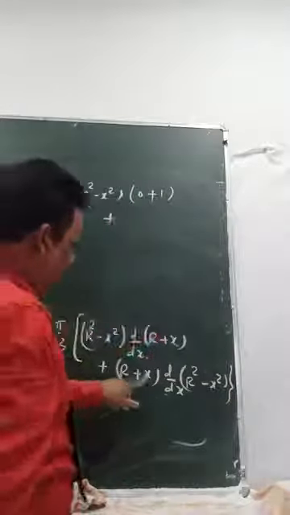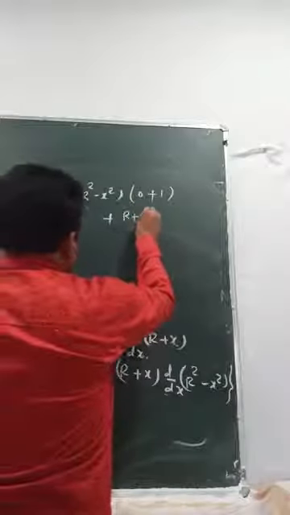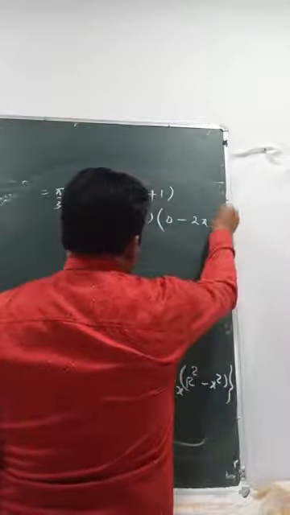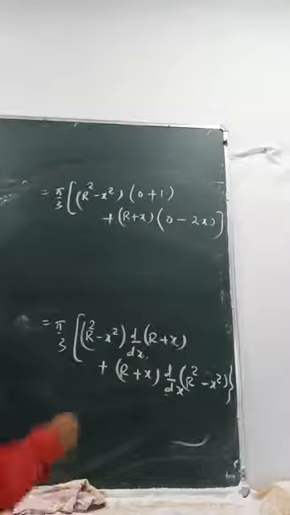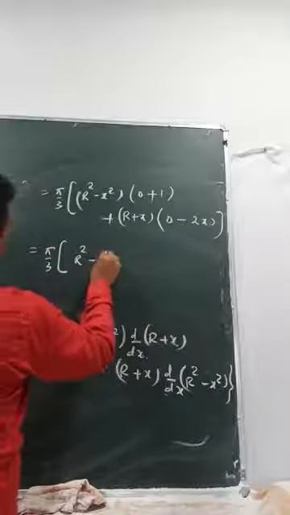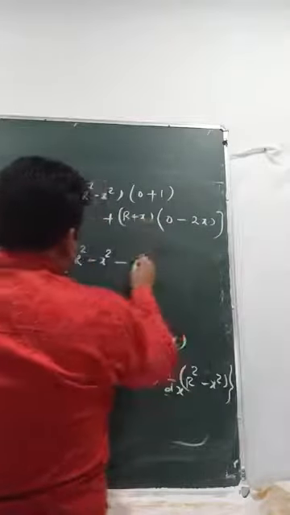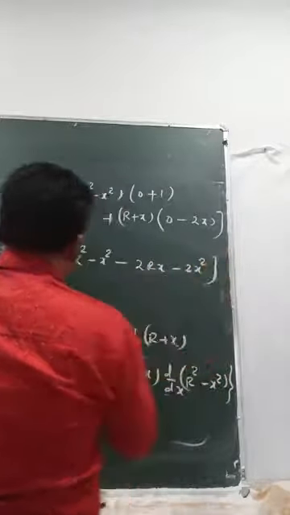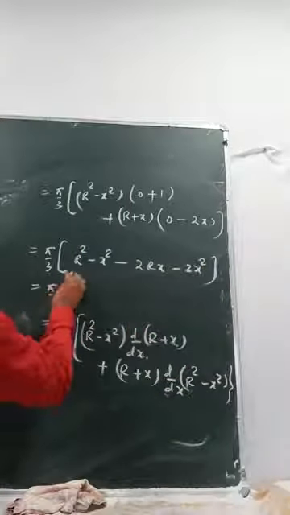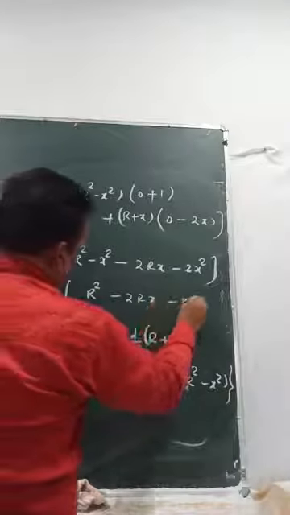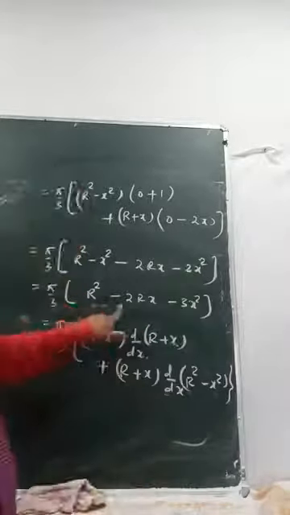Then plus R plus x again here. This R square derivative is constant 0. X square का 2x. Simplify करो. What will you get? Pi by 3 R square minus x square. If I multiply, minus 2Rx minus 2x square. So pi by 3 I can write R square minus 2Rx minus 3x square. This is what I got, your dV by dx.